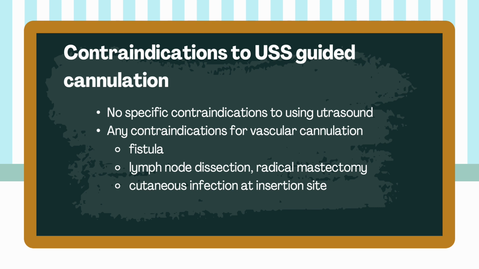There are no specific contraindications to the use of ultrasound in vascular cannulation. However, patients with fistulas, patients who have had lymph node dissections or radical mastectomies on the same side as the intended cannulation, patients with peripheral arterial disease or poor arterial circulation on the side of intended cannulation for arterial cannulations, or patients with cutaneous infections or a break of the skin barrier at the site of insertion, would all be considered contraindications to vascular cannulation, whether it is done with ultrasound or not.